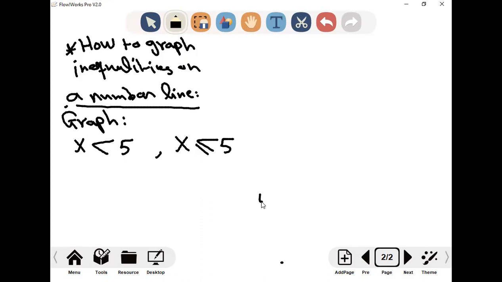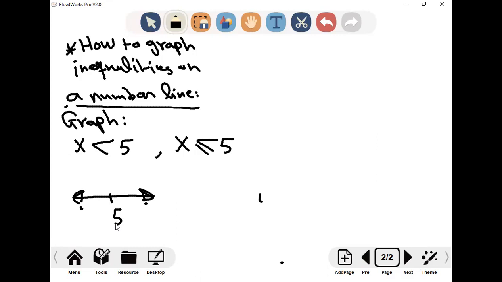We draw a number line, okay? And we put the 5. And let's read it. From where do we read? From the variable. What do we say? Less than 5, right? If I say less than, I will graph to the left. More than, I will graph to the right. That's why I asked you a few minutes ago to read it from the variable to avoid confusion, okay?